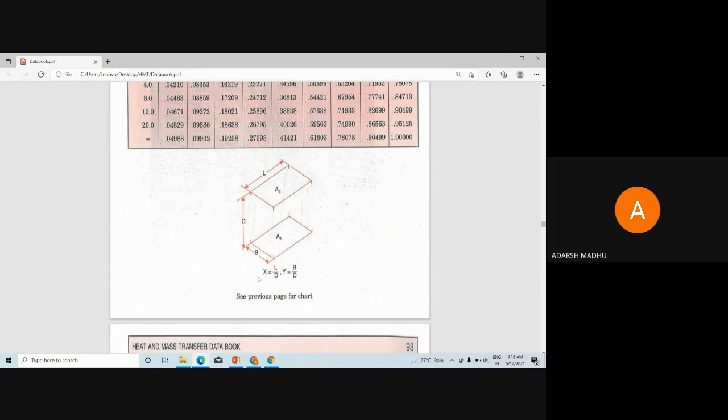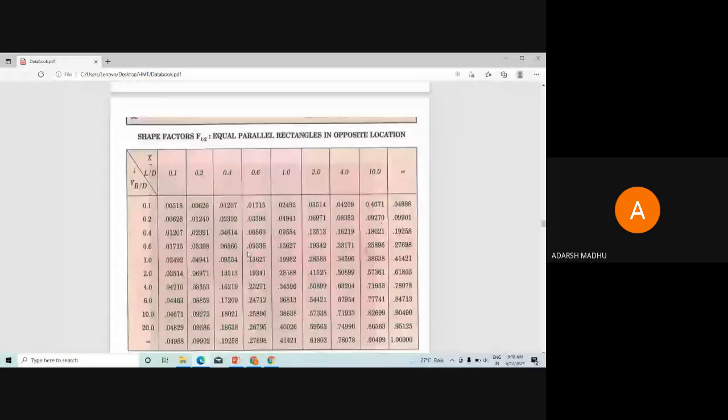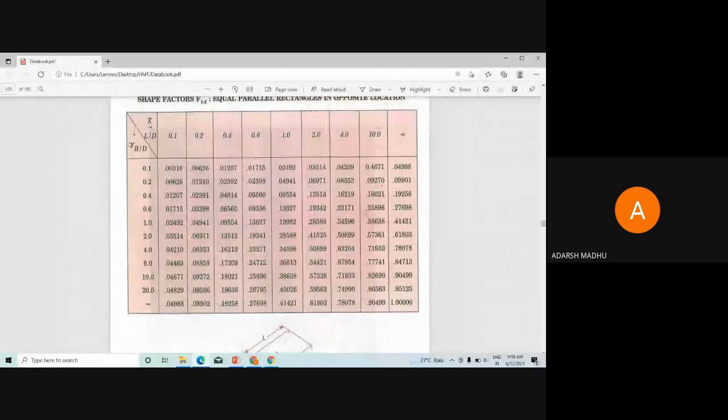So please find the value of x and y. Initially you want to find the value of x and y. After finding x and y, x is L by D. Look at what L is, L by D. L by D is x, and y is B by D. After finding the values of x and y, come directly to this table. x is in this direction, 0.1, 0.2, 0.4, 0.6, etc., and y is B by D, shown here. Intersect the values and find the particular value.